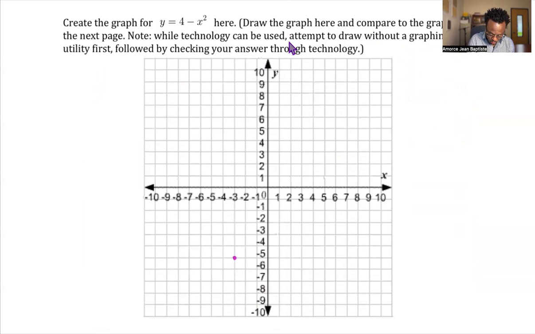x equals -2, y equals 0. x equals -1, y equals 3, -1, 3. x equals 0, y equals 4. x equals 1, y equals 3. x equals 2, y equals 0. And x equals 3, y equals -5.